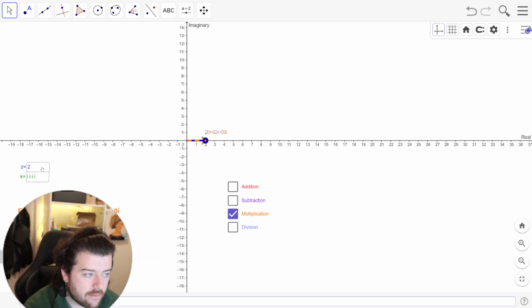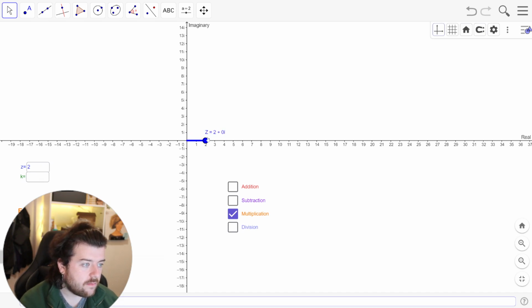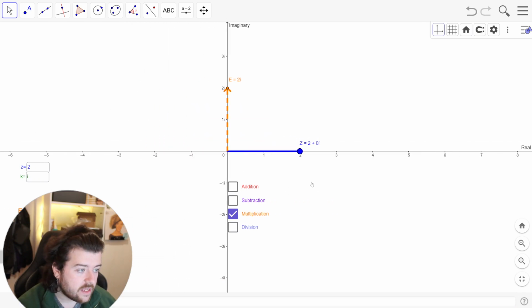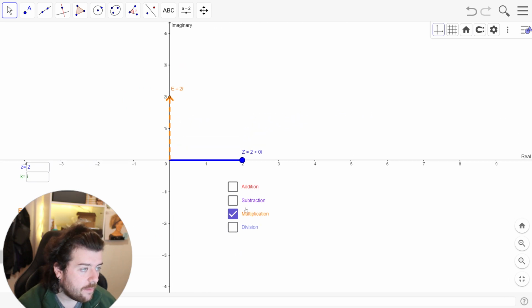I'll show you that one more time. Let me say my complex number is equal to 2 plus 0i. Multiply by i, and it gets rotated counterclockwise 90 degrees, like so. Easy peasy, lemon squeezy.